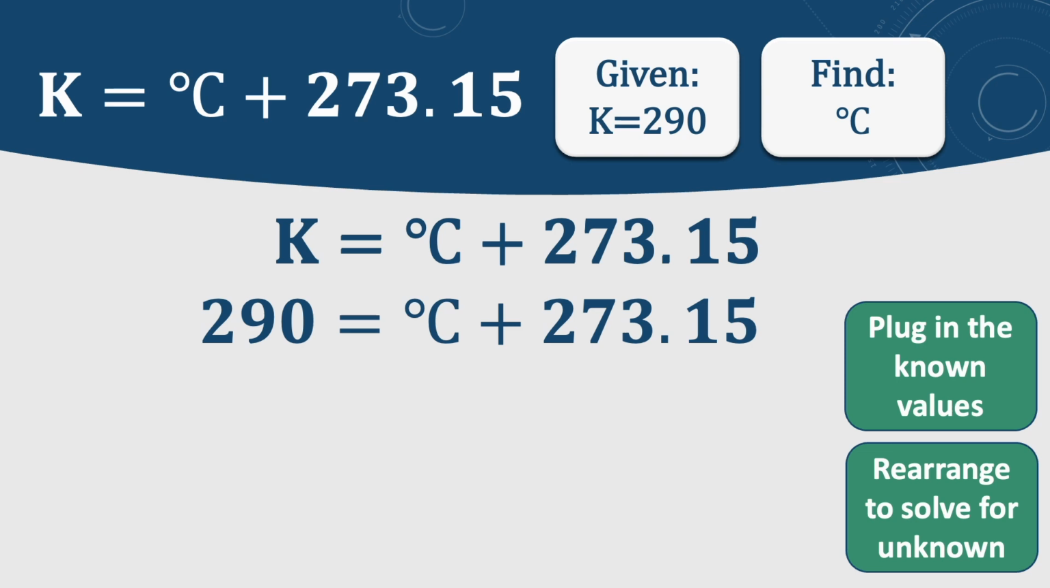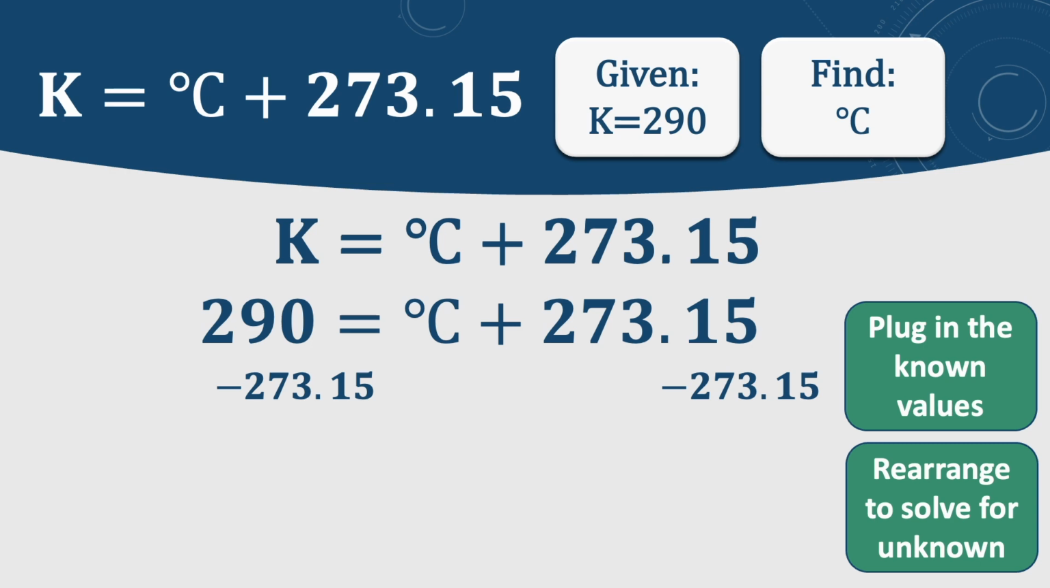Look to see what's hanging out on the same side of the equation as degrees Celsius. The only term in this example is plus 273.15. Remember that subtraction is the opposite of addition, so we'll subtract 273.15 to get it off the right-hand side of the equation. But whatever you do to one side of the equation, you have to do to the other side of the equation. So we'll subtract 273.15 from both sides.